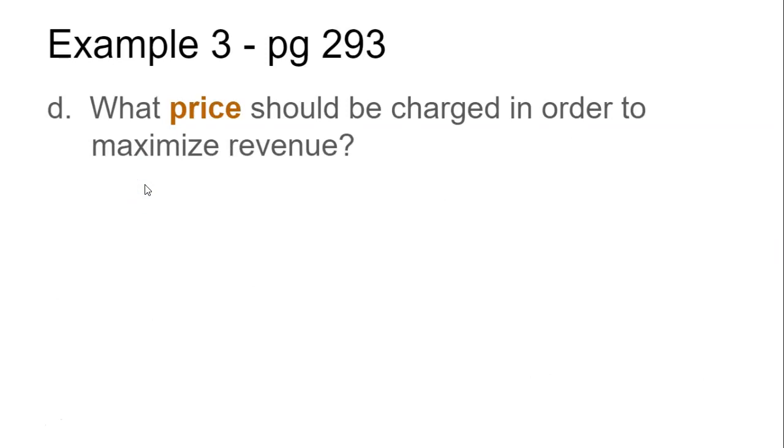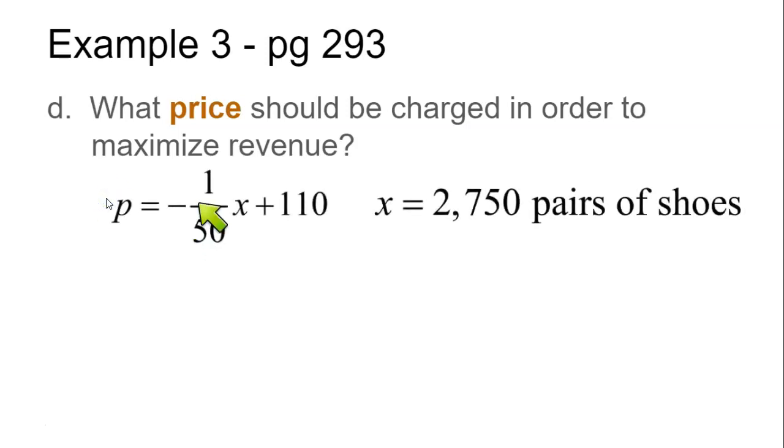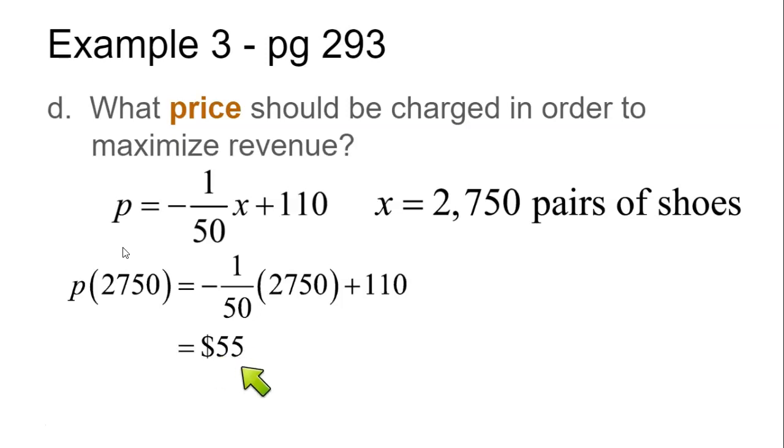Now price, what price should we charge in order to maximize revenue? That's using our original function, the price function, where P equals negative 1 over 50x plus 110, and X is this many pairs of shoes. So I'm plugging that number back into my original function. And so the price that I would like to charge is $55. If I charge $55, then that is going to maximize the revenue. If I charge anything less than $55 or anything more than $55, then it becomes counterproductive and it's not going to maximize revenue.